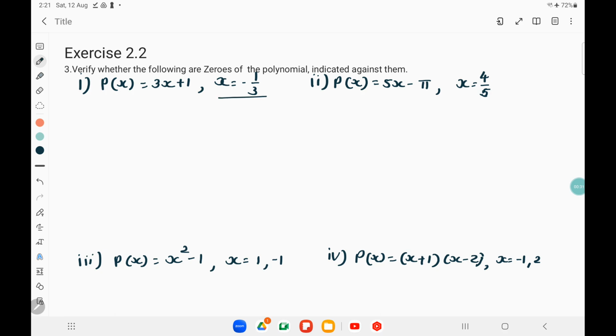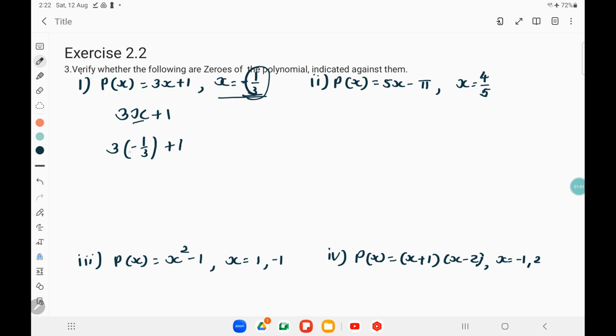So here we are given the x value. If we want to check whether the polynomial 3x plus 1 has a zero or not, then we put in the given value of x. It is minus 1/3. So 3 in a bracket, minus 1 over 3, that is the given x value. So we just change x to minus 1 over 3, plus 1.